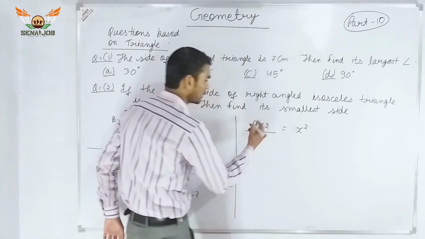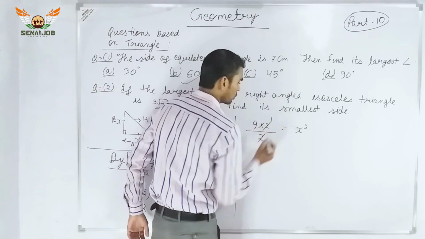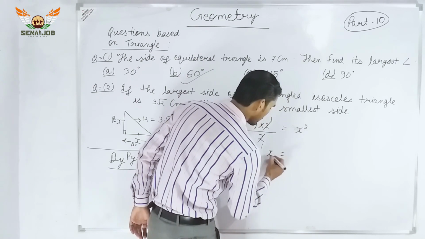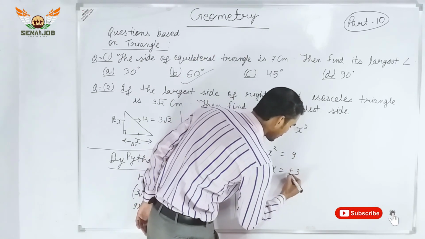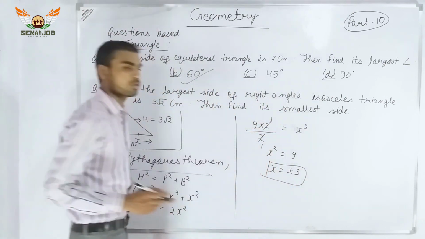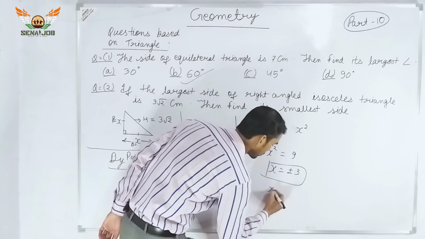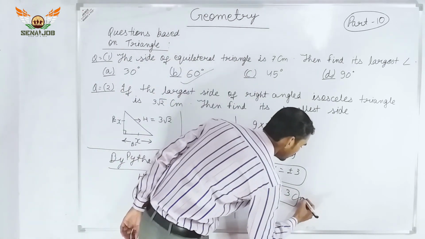That's why I have not written 19 here. Okay, now 2 1s are 2, 2 1s are 2. Now what is here? 9. So x square is equal to 9, so x will be plus minus 3. But don't write minus, because length will never be in minus. So you have to take only plus. So x will be 3 centimeter.